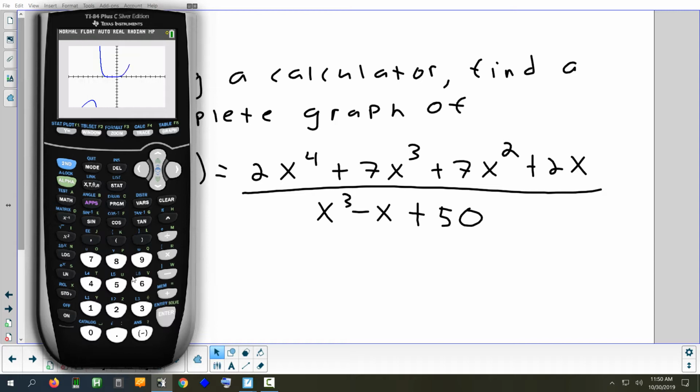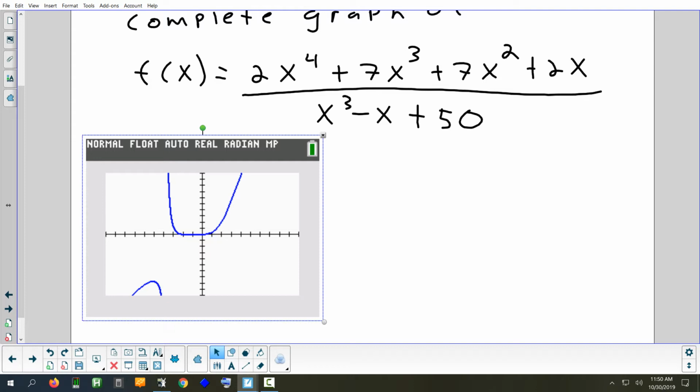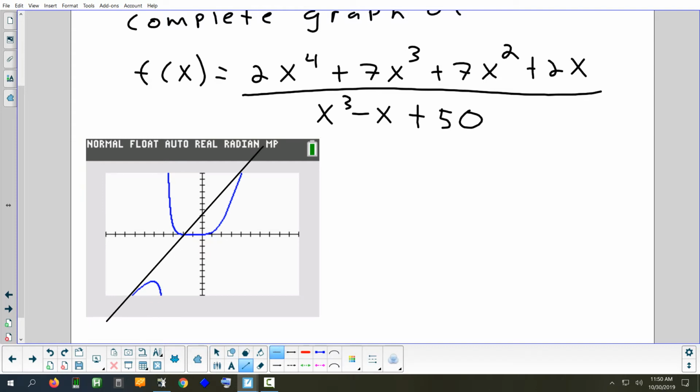Now, look at the difference between the degree on the top and the bottom. What's the difference? 1. So I'm expecting a degree 1, or what's called a slant asymptote, like we had. I'm not seeing it. I don't really see how you could put a line in there and have a slant. Like on the left, it looks like it's getting closer and closer, but on the right, it looks like it's almost going straight up.